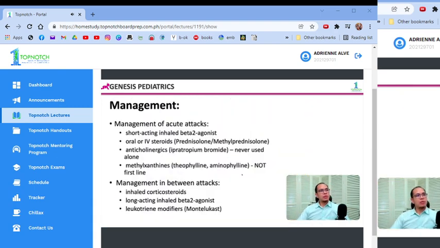Okay? So for acute attacks, how do you manage it? The drug of choice is still your SABA and your steroids. Okay? Oral or IV steroids. Mind you, it's the same. If they ask you, ano yung mas matagal ang peak ng onset ng effect or onset of action, okay? It's actually the same. Oral or IV steroids. So you can give either.